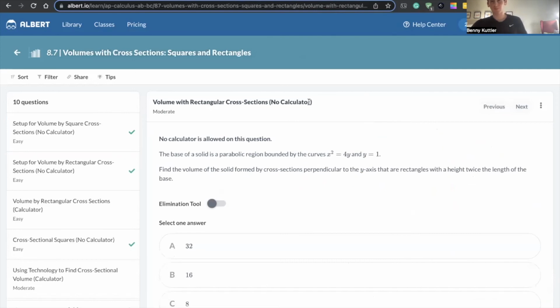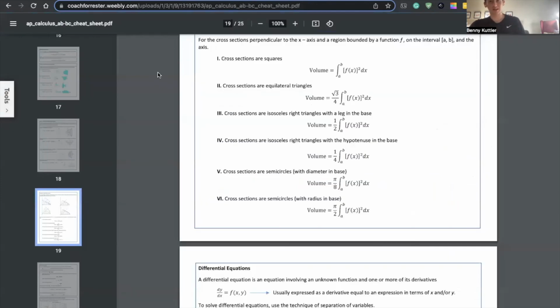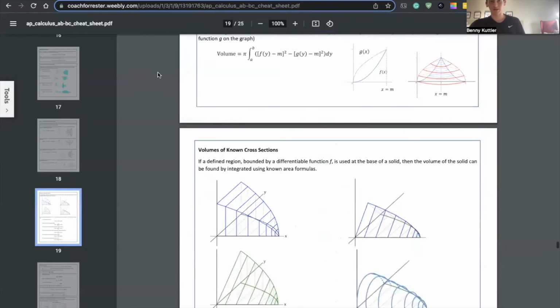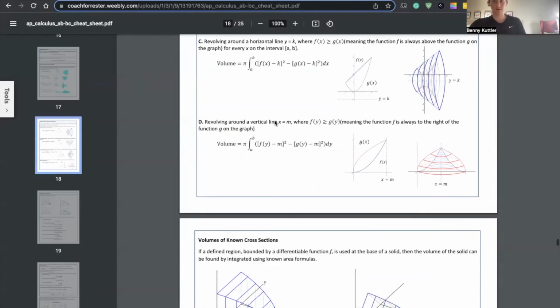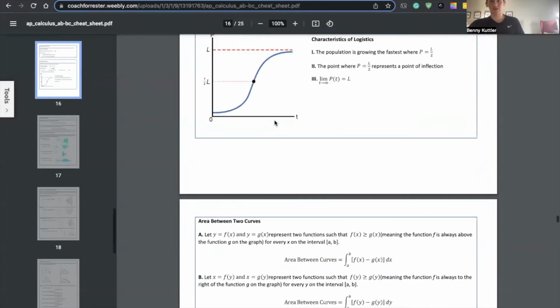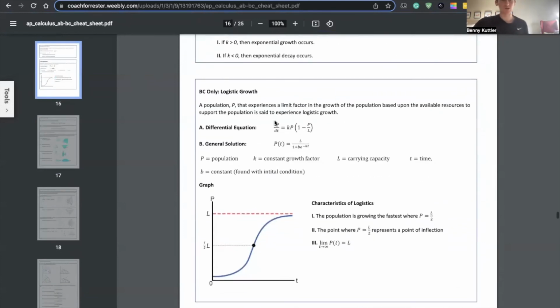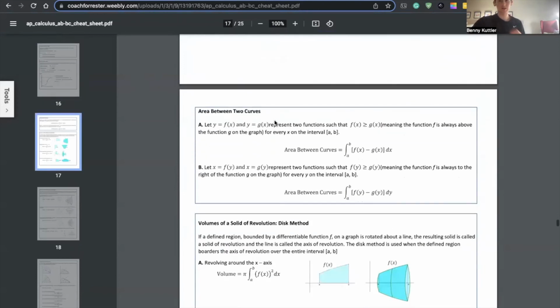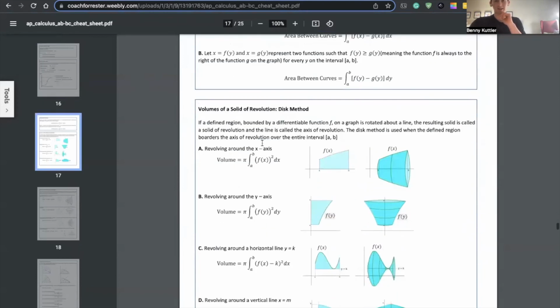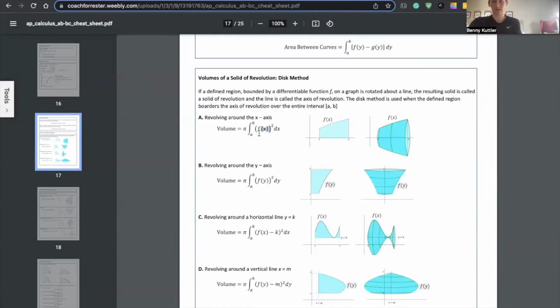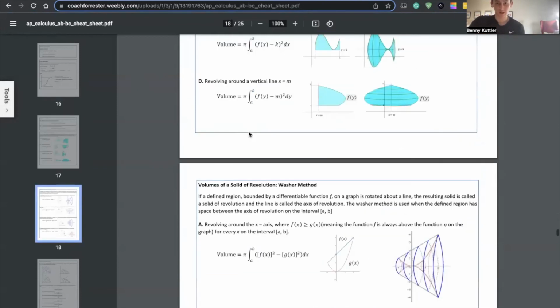So the next thing is approximating volume using cross sections. So I'm actually going to go over to this AP Calculus cheat sheet that I found online. I think it's from Weebly. So this just has formulas to everything in the course. I could post the link in the description. But it also has good visualizations, and it has the formulas that you need.